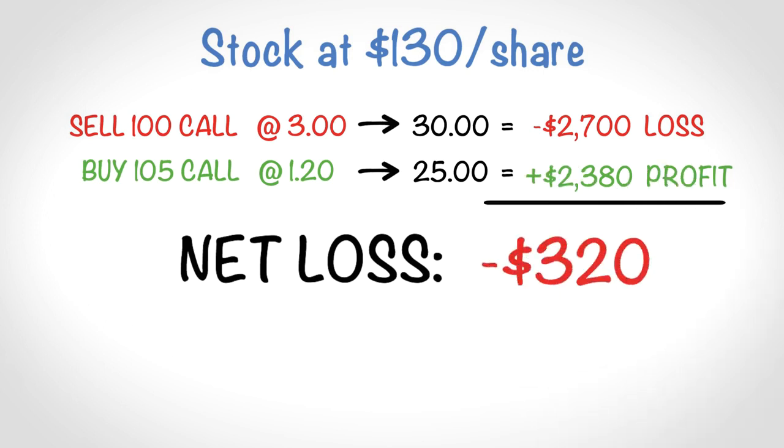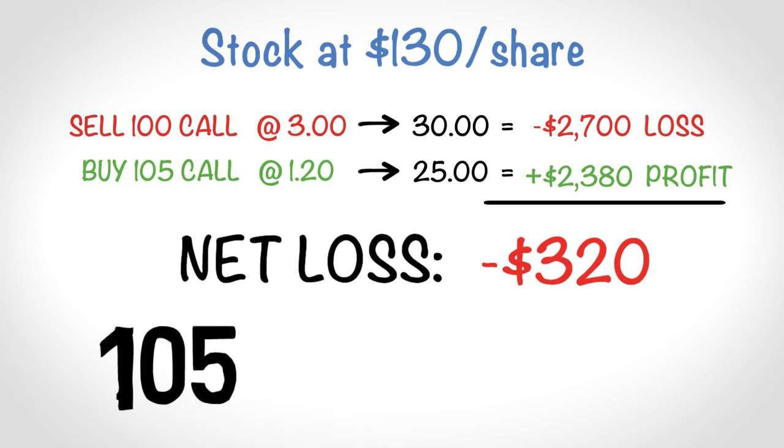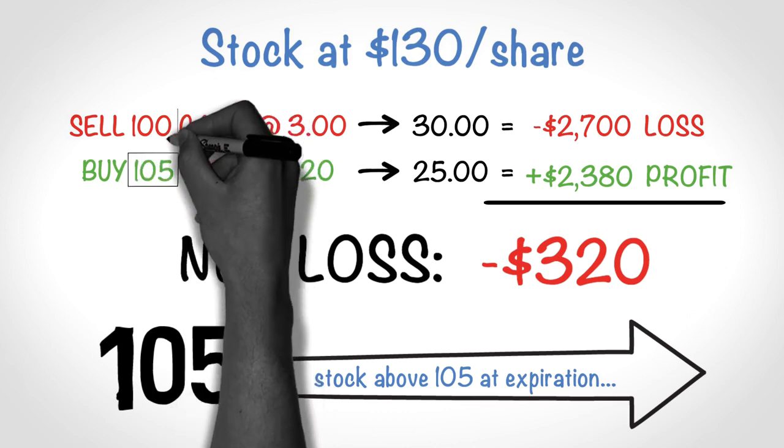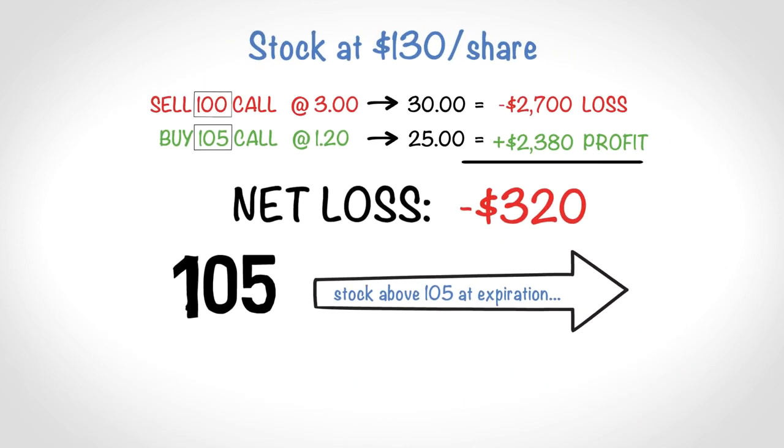Now again, we aren't really concerned about each individual leg of the trade. The loss of $320 will be the same whether we're at 130 or 190 or any other number above $105 per share. If we are above $105 per share, the net price of the vertical spread will be worth the difference between the strike prices we chose when we opened the position. The difference between the strikes in this example is 5 points. So in absolutely no situation will this vertical spread ever be worth more than $5.